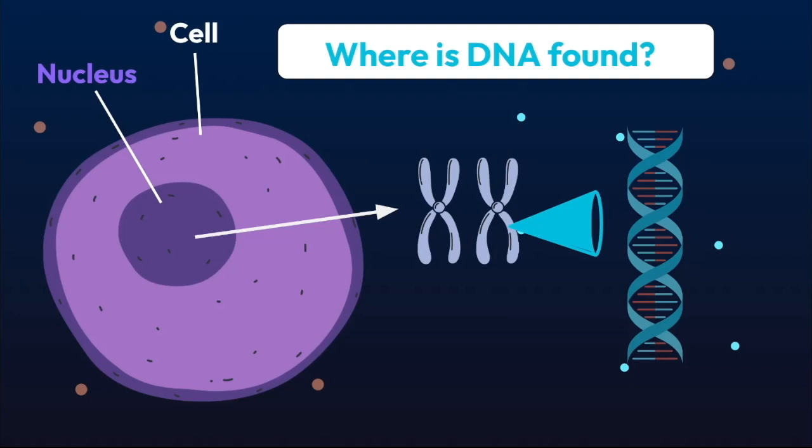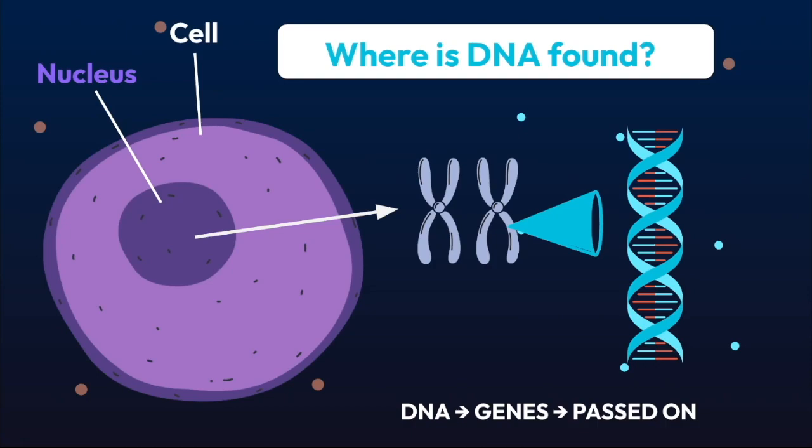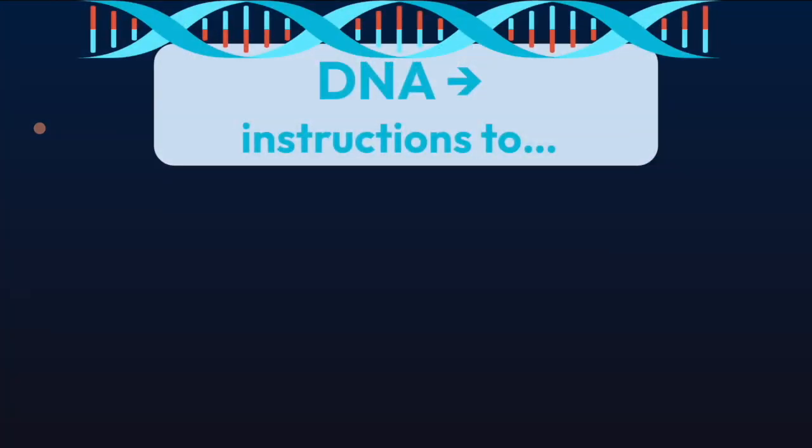Without such tight packaging, DNA molecules would be too long to fit in cells, making them unable to accurately copy during cell division. The DNA is methodically organized into genes, which are the units of heredity passed on from parents to children. Simply put, DNA is the code of life.